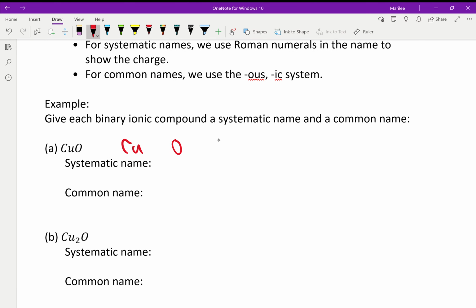oxygen would have to gain 2 electrons from the copper, right, to fill that octet rule. So this is 2 plus here. So we would write that the systematic name would be copper, parentheses, 2, in Roman numeral, oxide. And then the common name for this is cupric oxide.